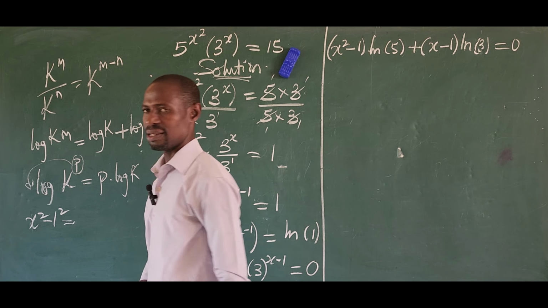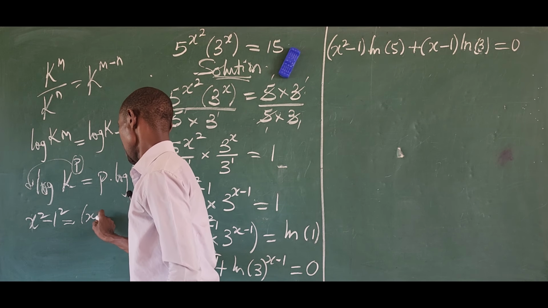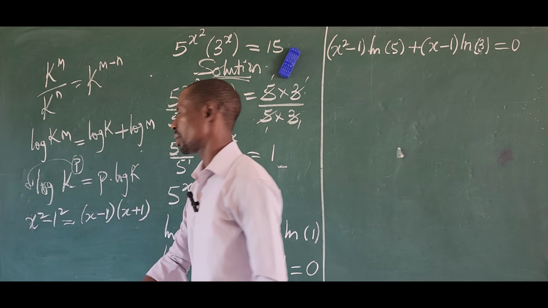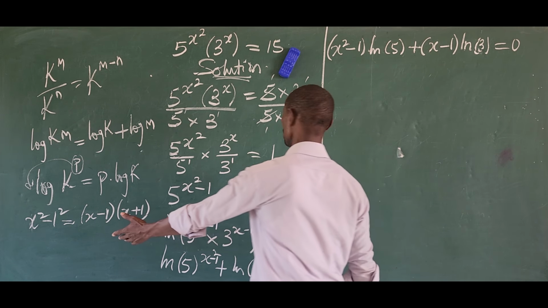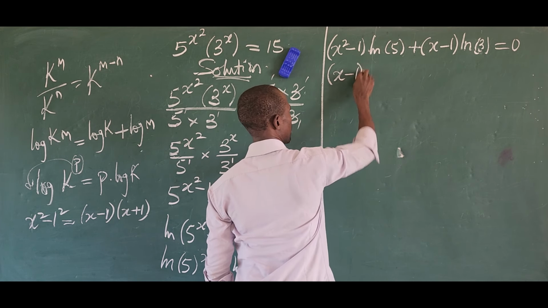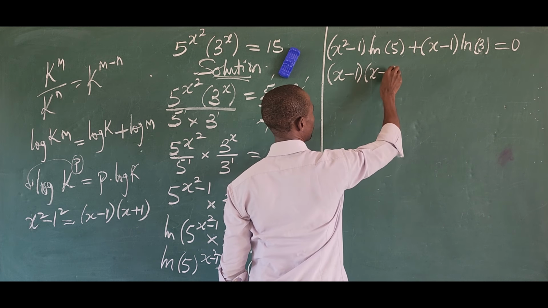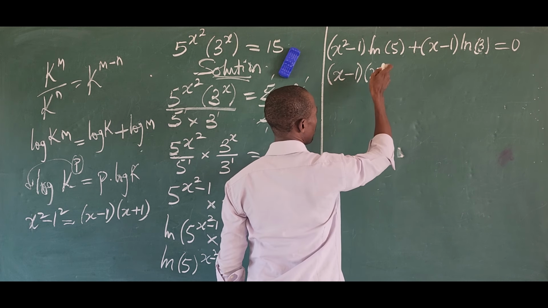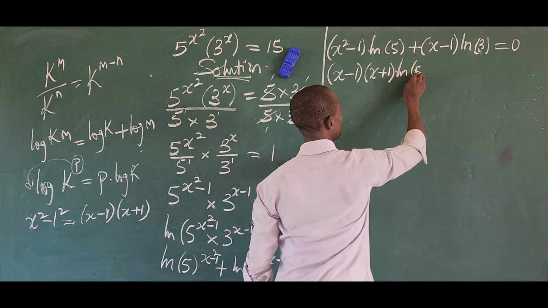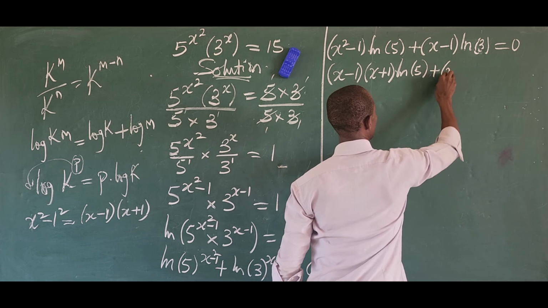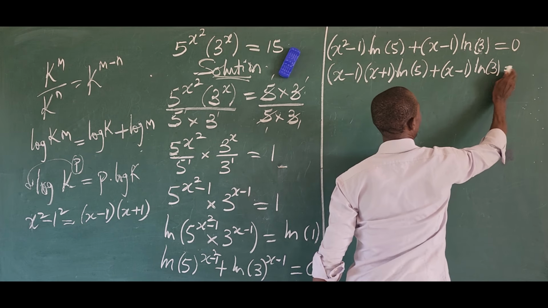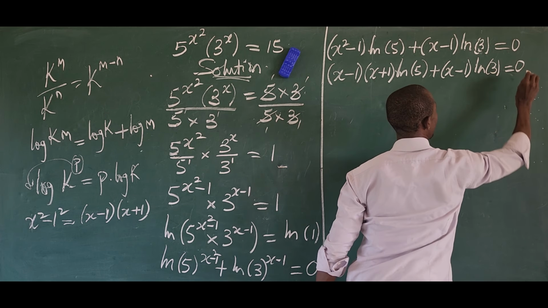And if we apply the difference of two squares, this is going to give us x minus 1, then close bracket, x plus 1. Simple. So this is what we call difference of two squares. So can we write this expression in that format rather? So I have here x minus 1, then you have here x plus 1, close bracket, then times our ln of 5, then plus our bracket of the x minus 1 times our ln of 3 equal to zero.